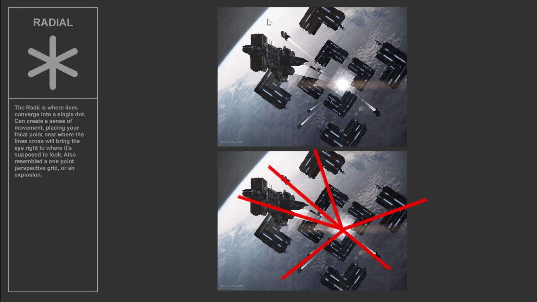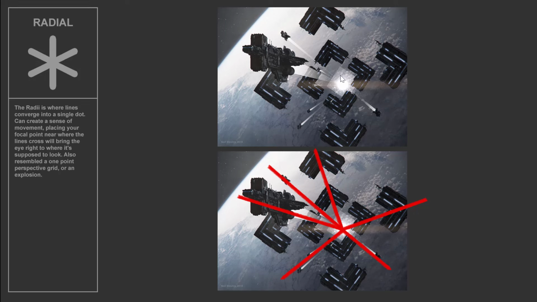So next is the radial composition. The radii is where lines converge into a single dot. This can create a sense of movement. Placing your focal point near where the lines cross will bring the eye right to where it's supposed to look. Also resembles a one-point perspective grid or an explosion.